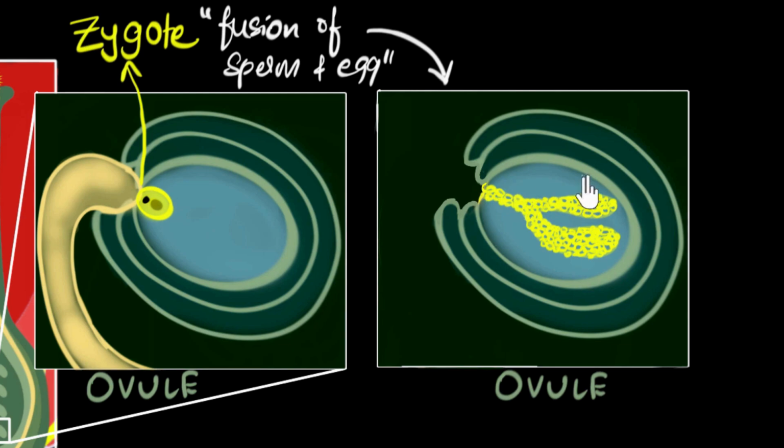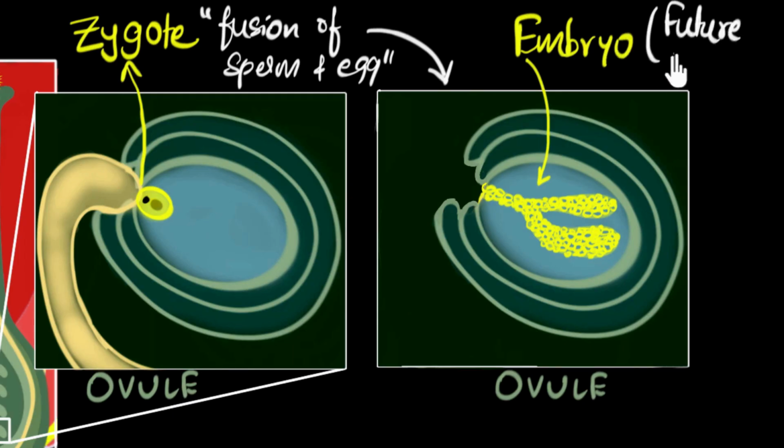So this now is called, let me write that down. This structure is now called the embryo. So you can think of embryo as the future plant. It's going to grow into the future plant. In fact, we can actually identify the parts of the embryo. If you look at these two leaf-like structures, they are called the cotyledons. Let me just write that down. So these two leaf-like structures are called the cotyledons.